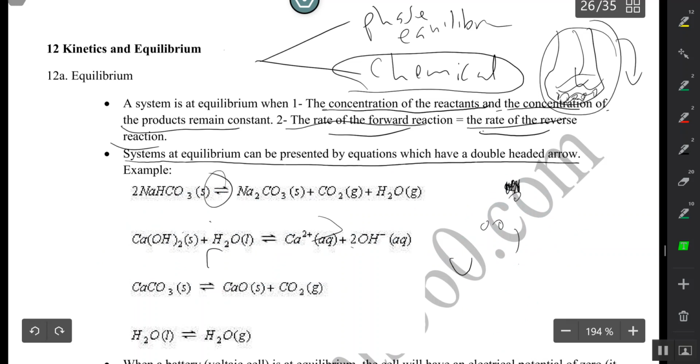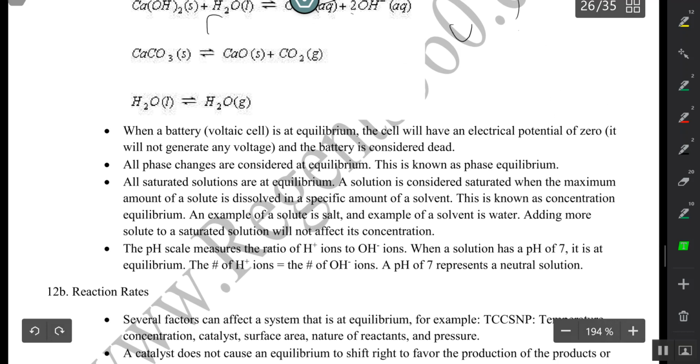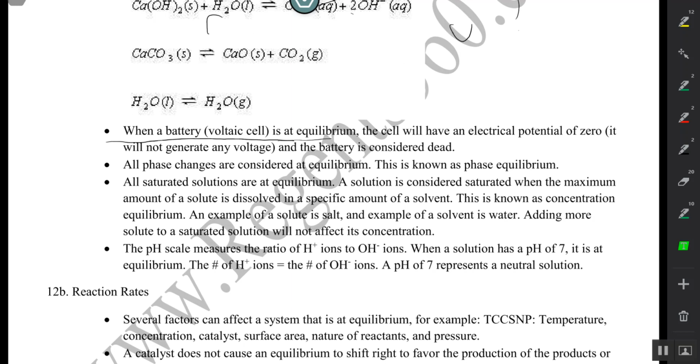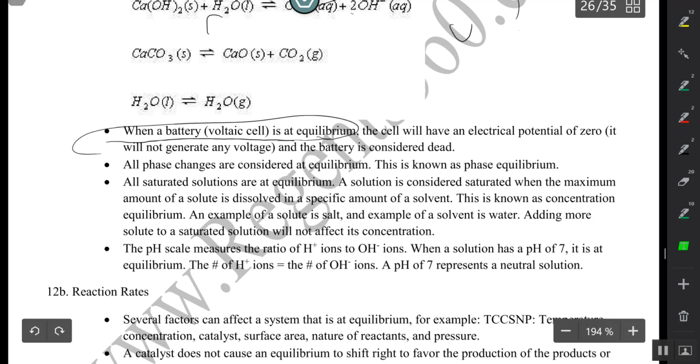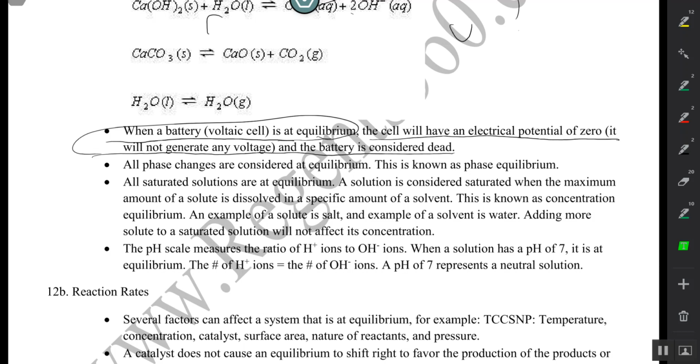A double-headed arrow will always indicate that the system is at equilibrium. We'll talk more about voltaic cells, that's electrochemistry, in the upcoming videos, and hopefully you'll watch a video about the voltaic cell. Just keep in mind that if a battery is dead, the battery has reached equilibrium.